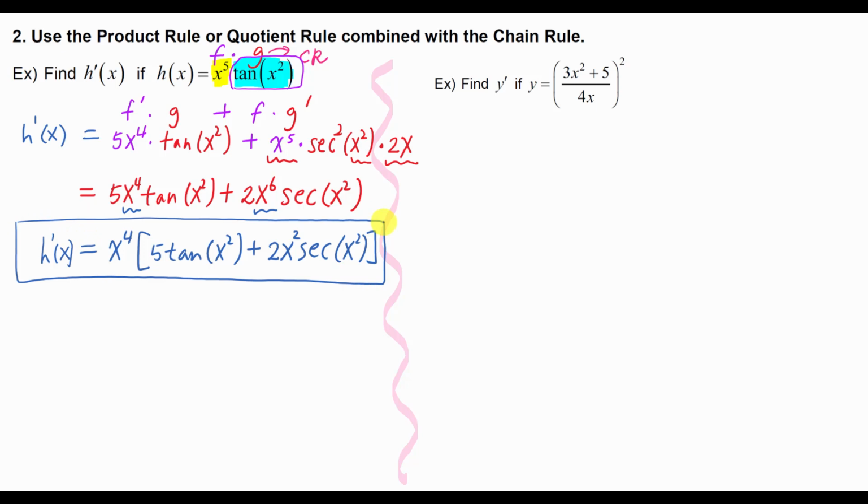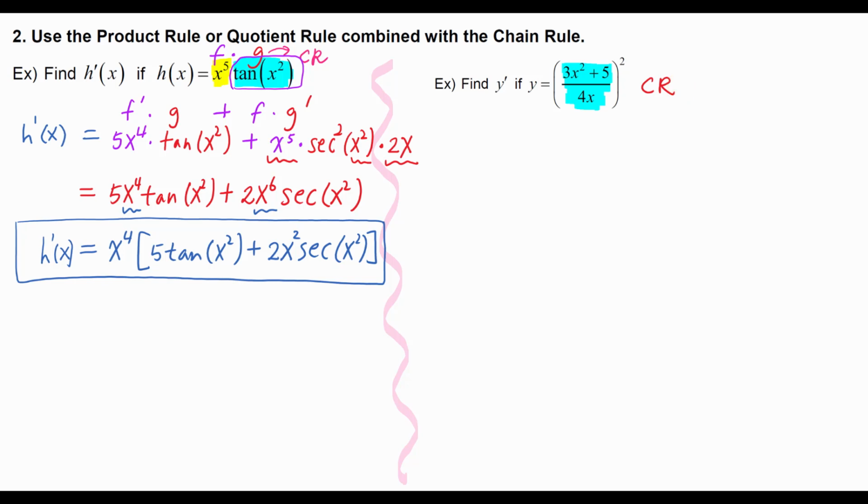Okay, let's do another problem. Find y prime if y equals the quantity 3x squared plus 5 over 4x squared, all squared. So now you've got something big to the power 2. This is again the composition of two functions. This time your inner function is a rational function and the outer function is a power function. So we need to use the chain rule right away. When you take the derivative of the inner function, that's when you have to use the quotient rule, since your inner function is a quotient. Make sense?